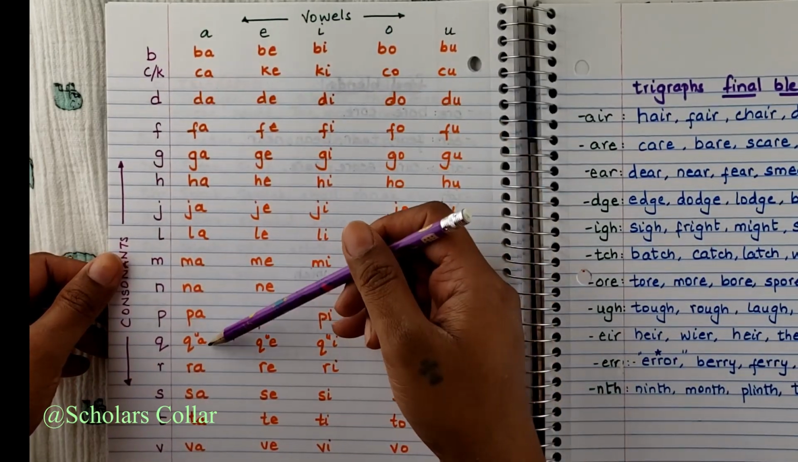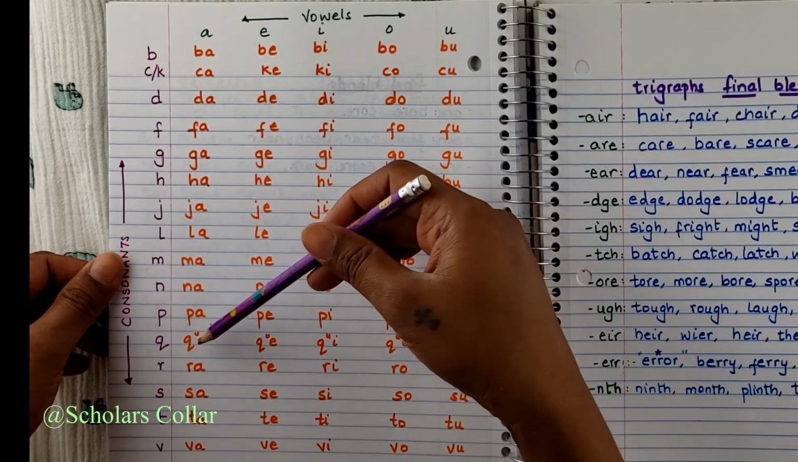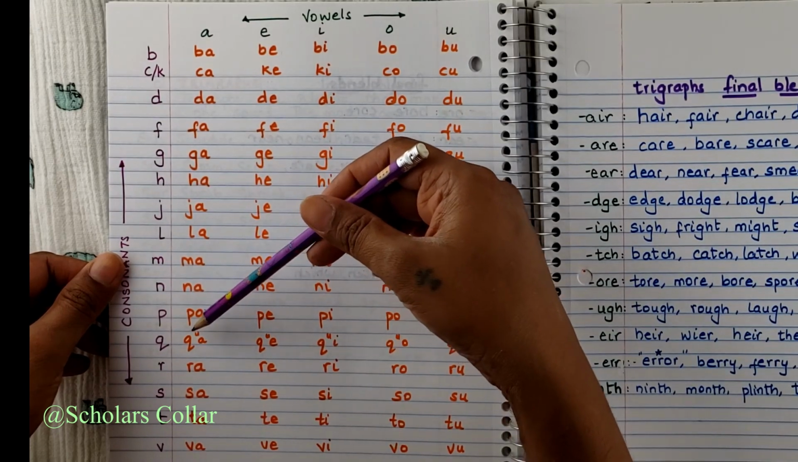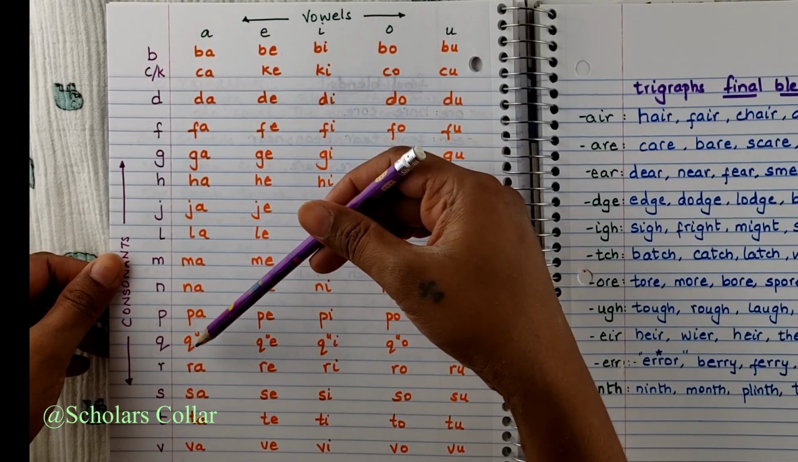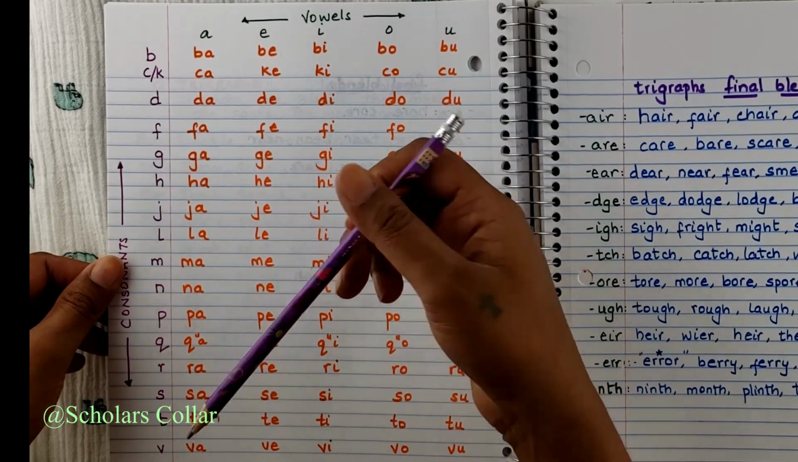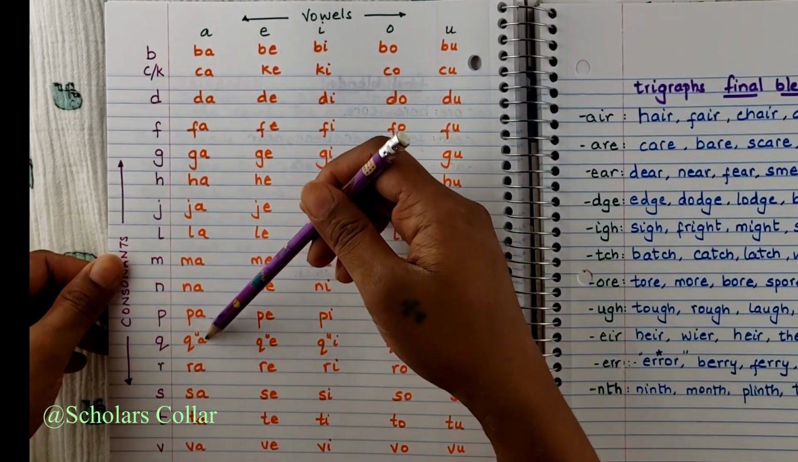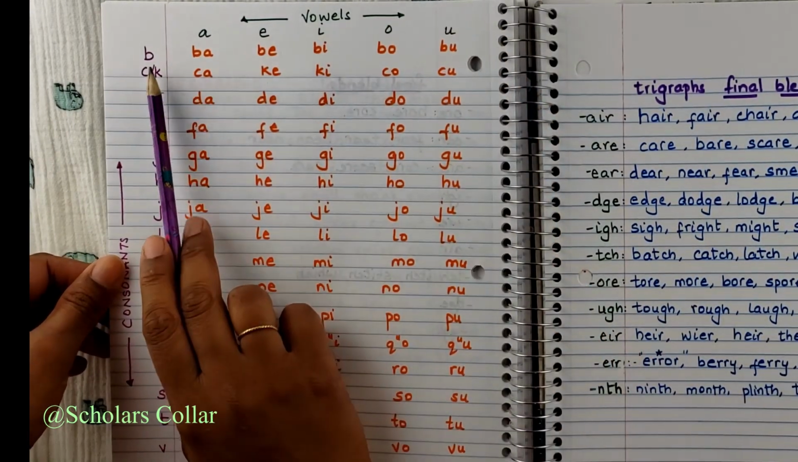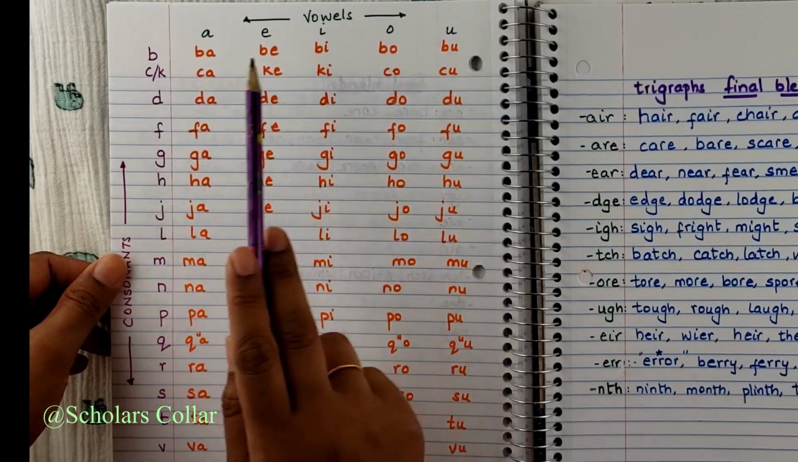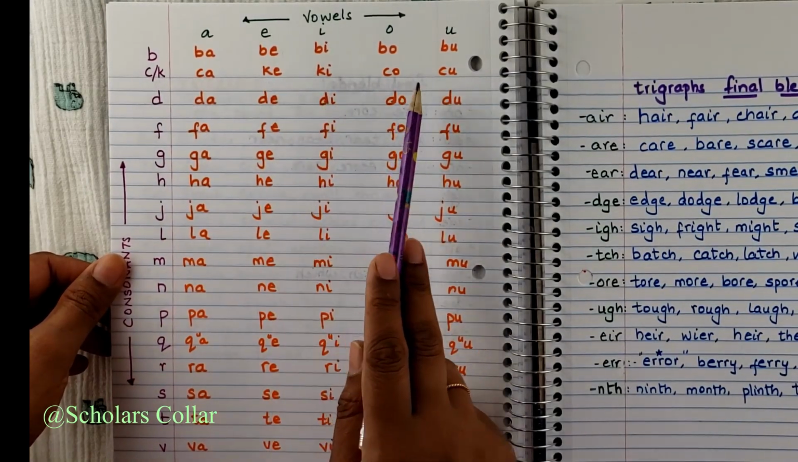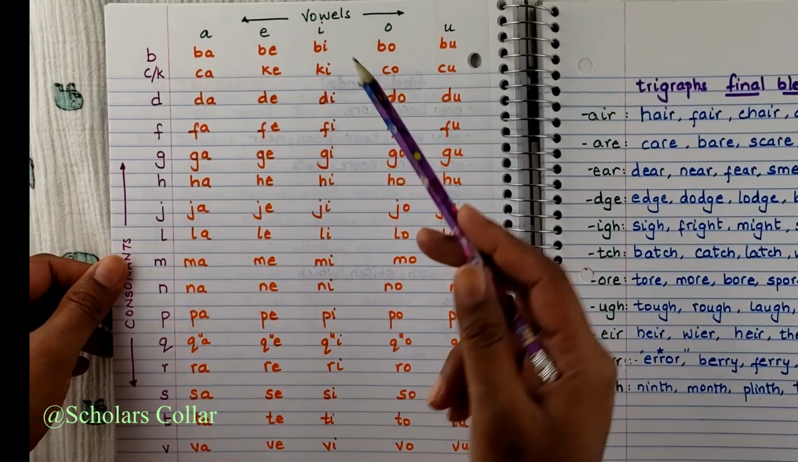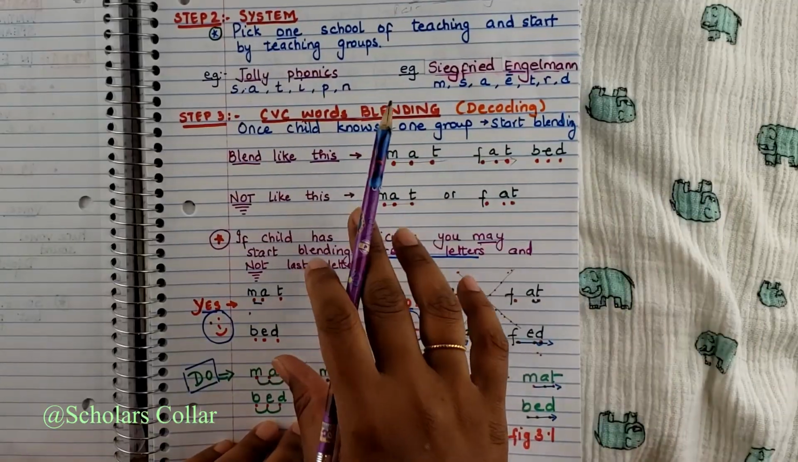And then when you scroll down, the same issue is here with the Q, because you don't have too many words with Q and A together. There are some slangs, but not with Q and A together, so quack. So you teach your child ba, be, bi, bo, bu, ka, ke, ki, ko, ku, da, de, di, do, du, and so forth. Okay, so that was step 3.